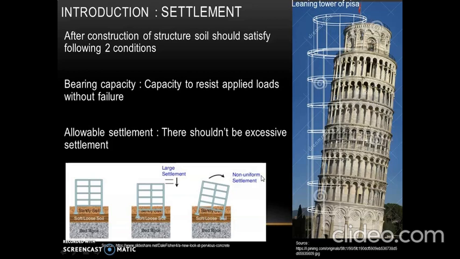What do we mean by non-uniform settlement? A part of the structure will settle more compared to the other part. This may be due to the presence of loose soil over this section compared to the other section. Leaning Tower of Pisa has undergone differential settlement. That means one part of the structure has settled more compared to the other part.